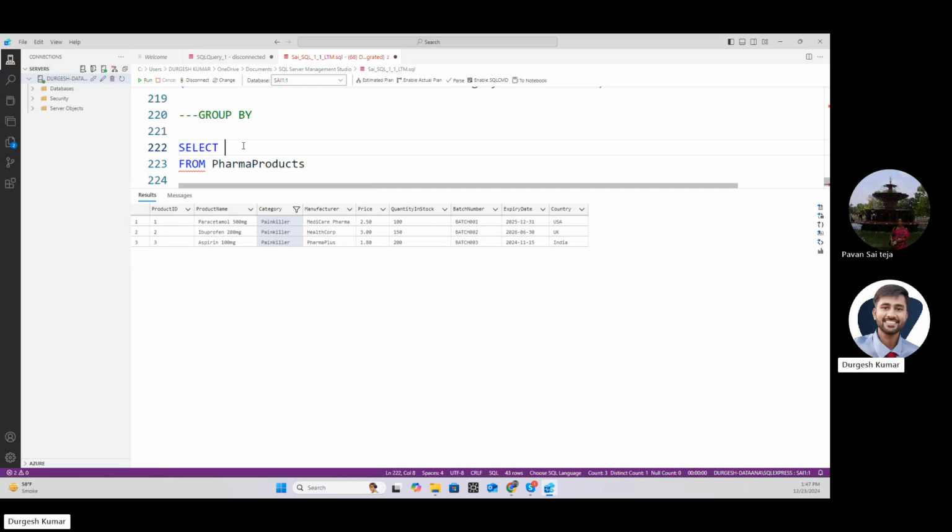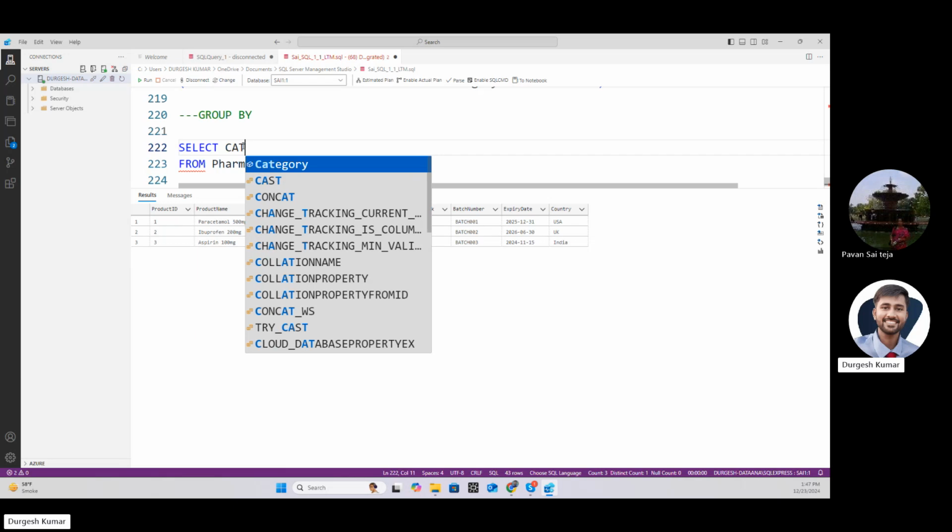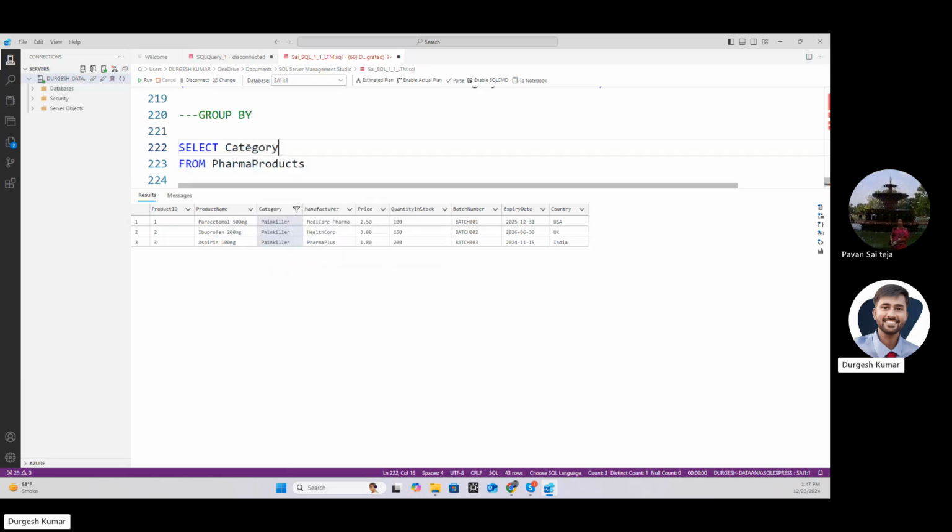You wanted to understand, you wanted to know the sum, right? Total quantity in stock for painkillers. So what I will do, I will write here select category first. Why? Because I want to group the rows for category, correct? So I wrote category here because I know that the aggregation will be required here.